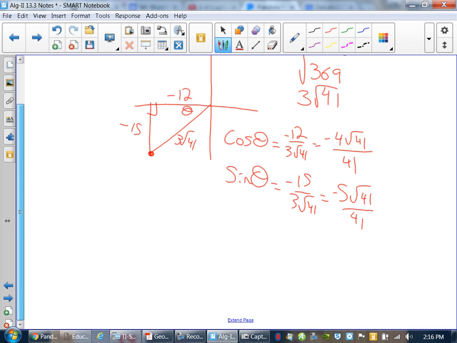Okay. The last one would then be tangent. Tangent is your opposite over your adjacent, your y over x. What's a negative divided by a negative? It's positive. So this becomes, divided both by 3, 5/4, I believe.